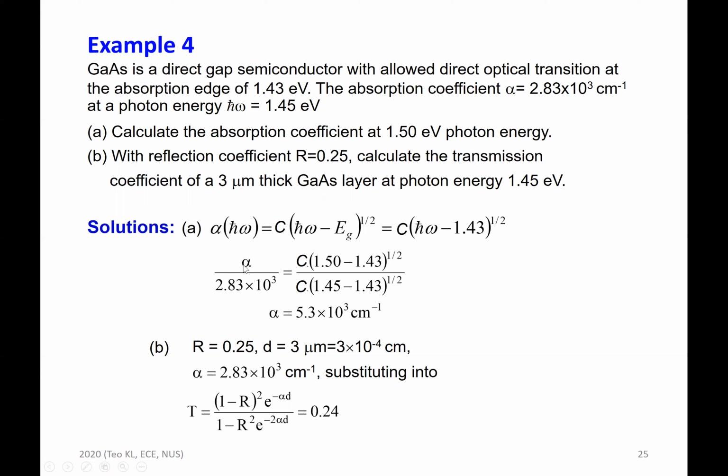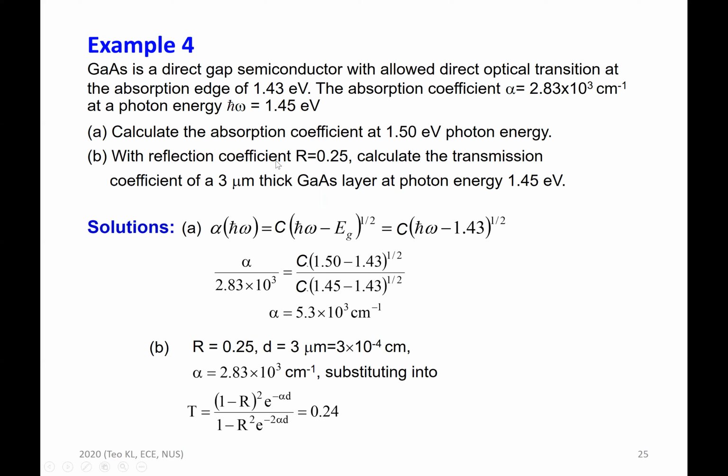So you're finding the absorption coefficient at 1.5 eV. You substitute 1.5 inside alpha, which you do not know. You take the ratio with 2.83 times 10 to the power of 3, the absorption coefficient at 1.54. So you cancel the C, and you can find the absorption coefficient at 1.5 eV. Remember, all these are measured in eV, and absorption is measured in per cm.